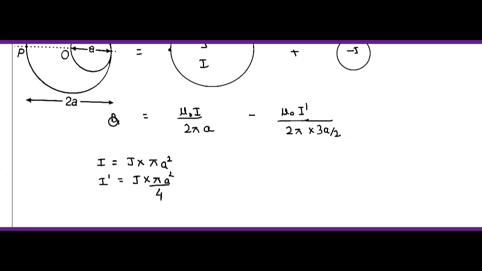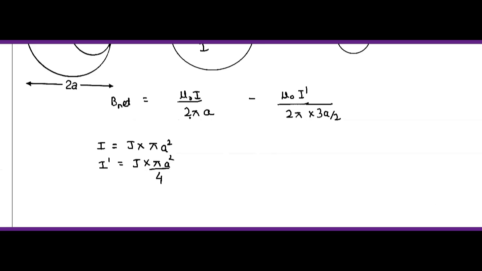This is the net magnetic field which we have written. Now if we substitute these values, we can take mu naught divided by 2 pi A to be common. Then our B net would be mu naught divided by 2 pi A times I minus I dash divided by 3. Substituting, it is J into pi A square, minus J into pi A square divided by 4 multiplied by 3. So this 2 and this 2 would cancel.